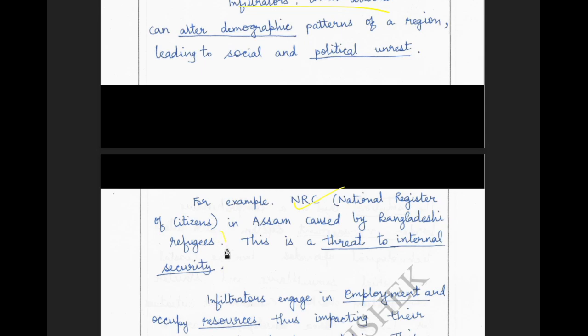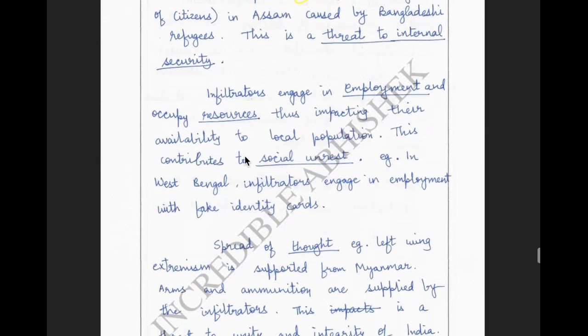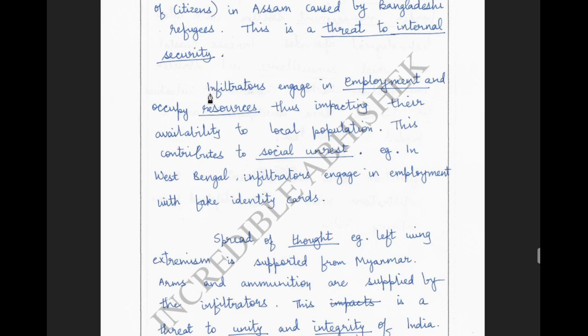Now NRC in Assam everyone knows, and it is caused by Bangladeshi refugees. People will stop here. This is a threat to internal security. This shows the examiner that, see, I am relating this to the topic asked. That is very important in the essay.